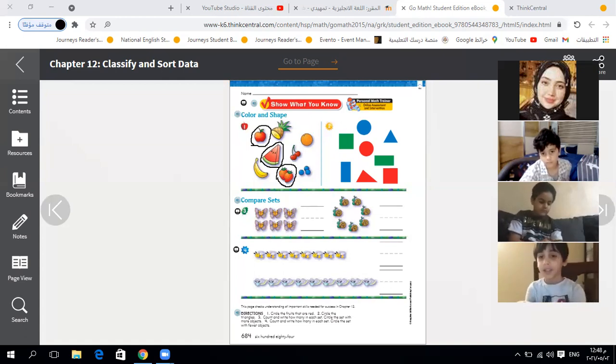And we have one here also. A cherries. We have a cherries here, it is red. So please, guys, circle them all.